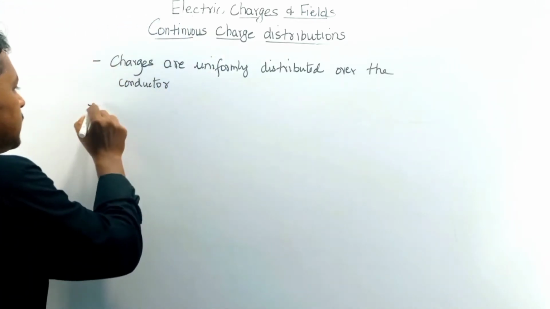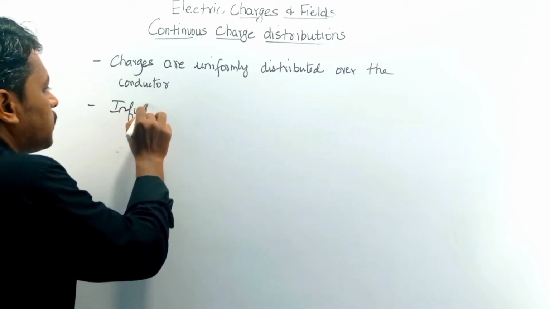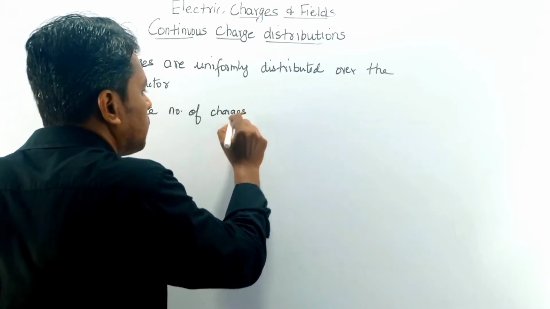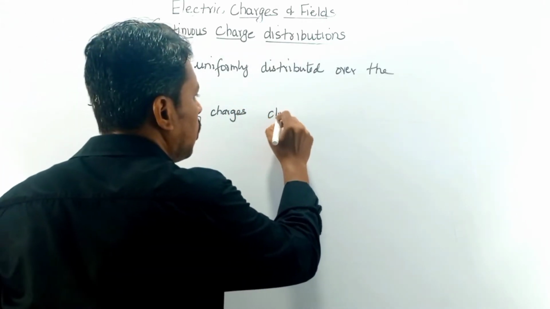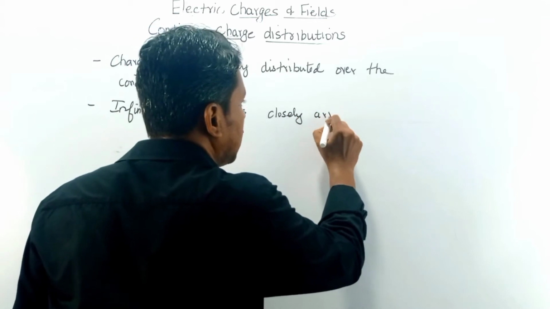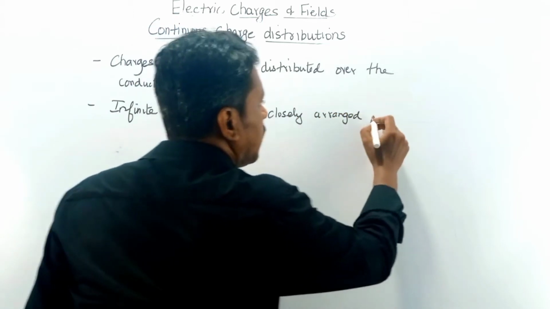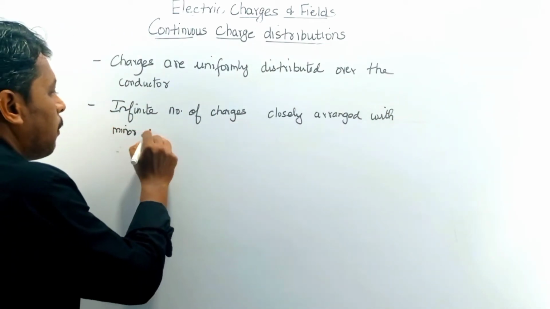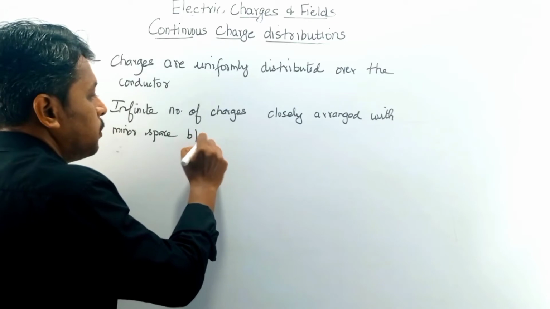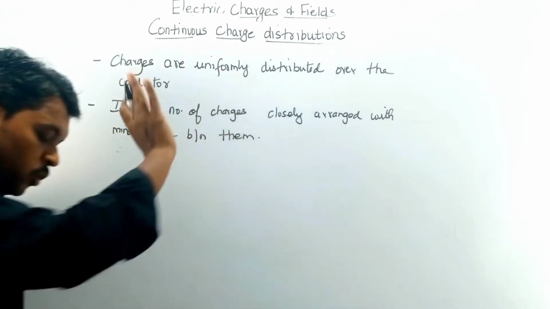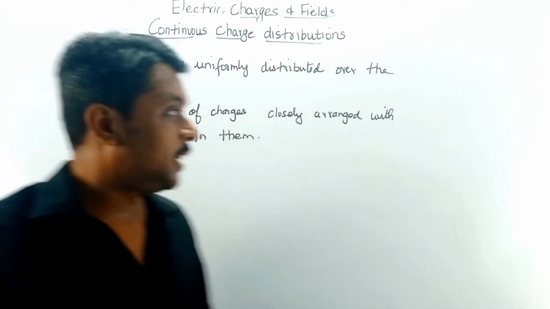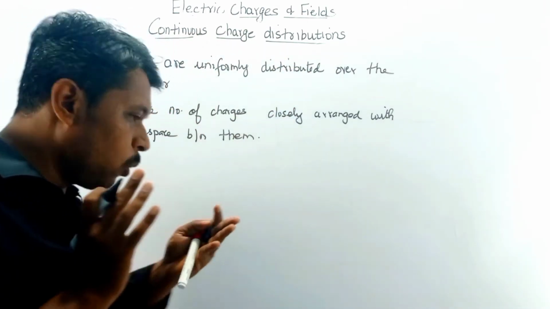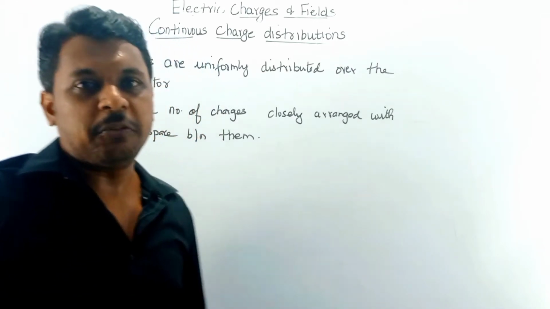One more point is that there is an infinite number of charges, closely arranged with minor space between them. So this is continuous charge distribution. They are uniformly distributed over the conductor, and the many charges are very closely arranged with very small space between them.